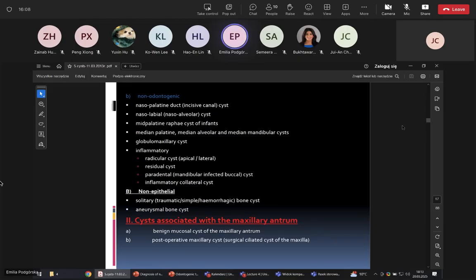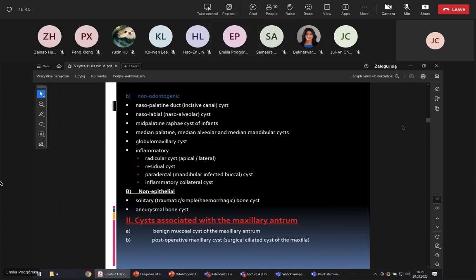Non-odontogenic: nasopalatine duct, incisive canal cyst, nasolabial, nasoalveolar cyst, midpalatal raphe cyst of infants, median palatine, median alveolar and median mandibular cyst, globulomaxillary cyst, inflammatory, radicular cyst, apical and lateral, residual cyst, paradental, mandibular infected buccal cyst, and inflammatory collateral cyst.